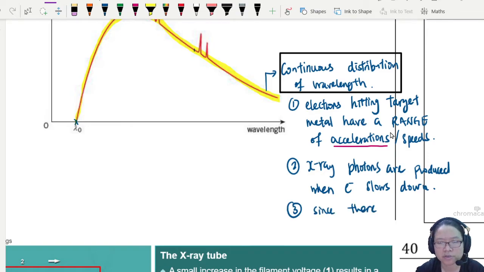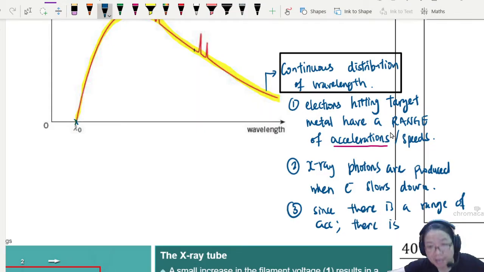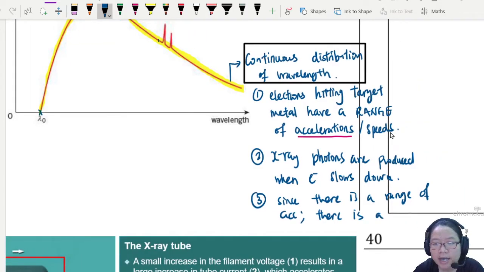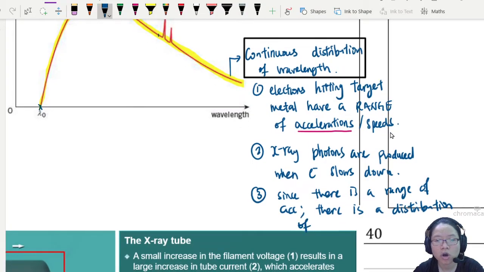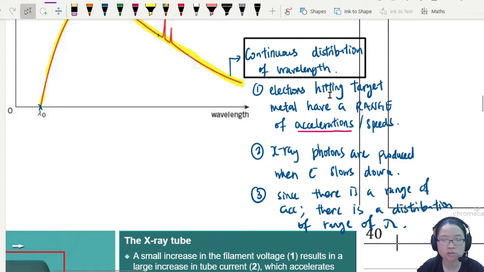And finally number 3, since there is a range of acceleration, there will be a distribution of the range of wavelength. So normally if they ask you to explain this characteristic, it is these 3 points. Electrons hitting target metal, different acceleration. Because they have different acceleration and X-rays are produced during this acceleration, you will have a range of wavelengths.